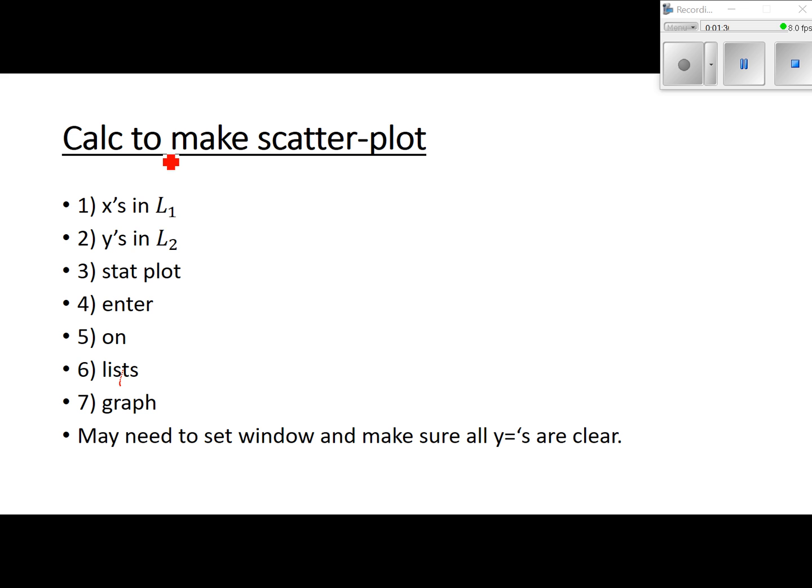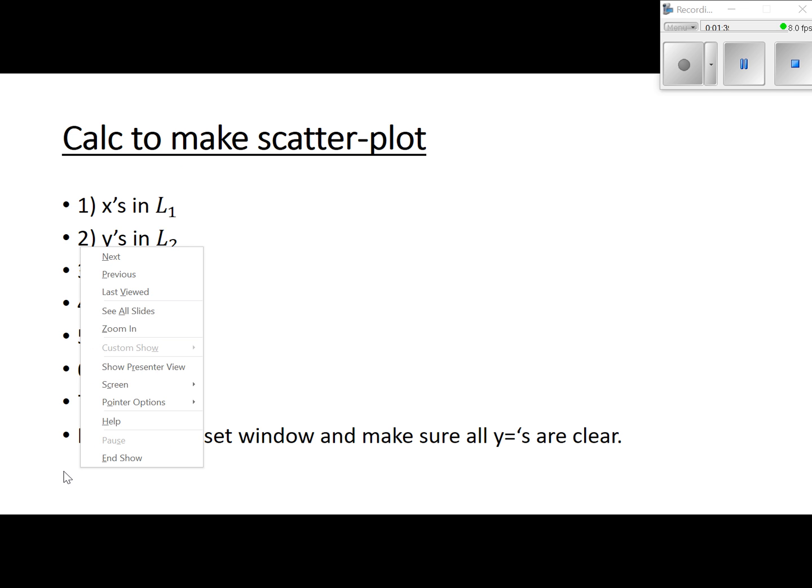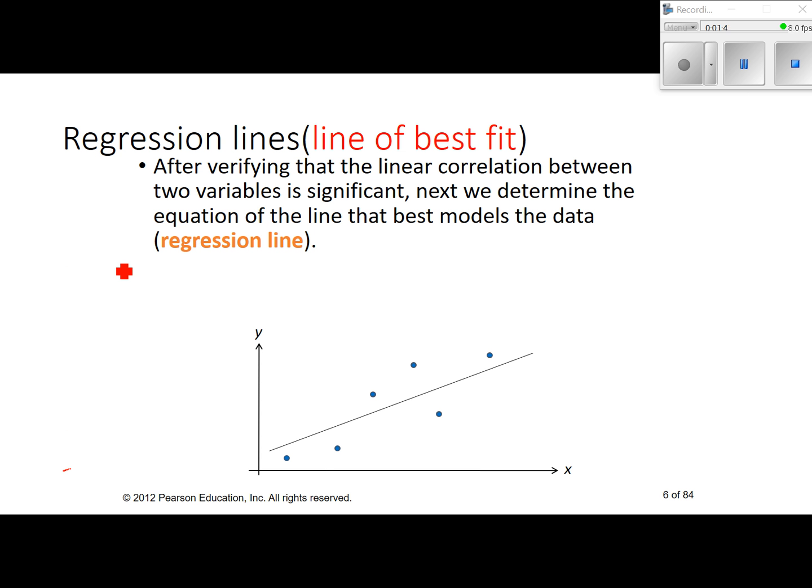If you wanted to put the scatter plot in the calculator, you could do this. I'm going to skip over this. Regression line or line of best fit.